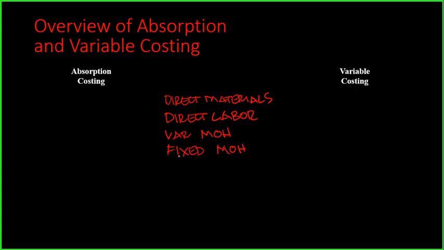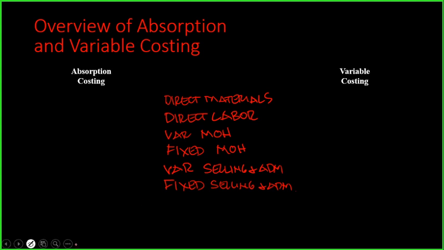Ayan. And we also have your non-manufacturing, yung common expenses natin. Let's divide them according to their behavior pa rin. So you have here your variable selling and administrative expenses or costs. And then you have here your fixed selling and administrative costs. Okay, so these are our basic costs.